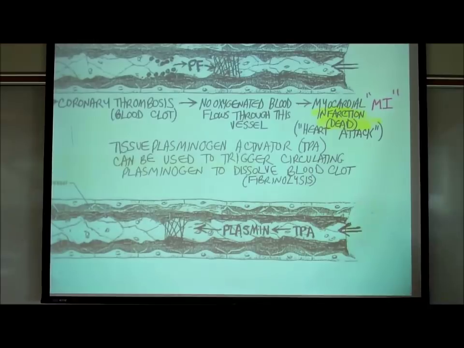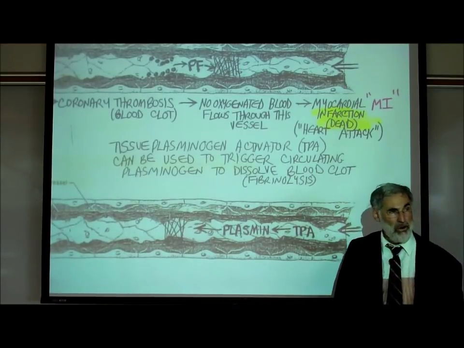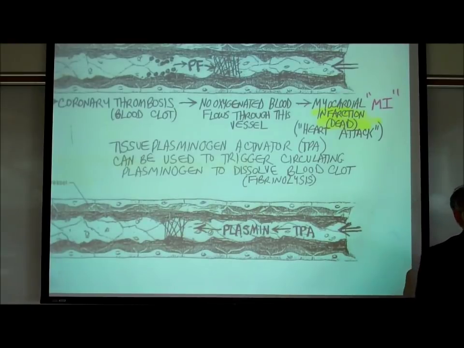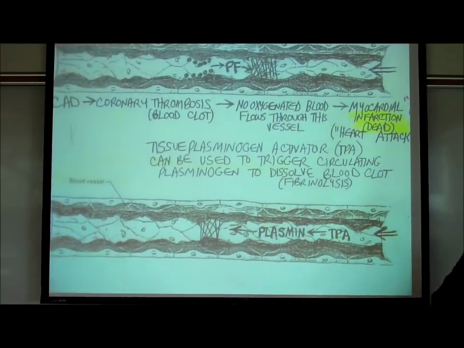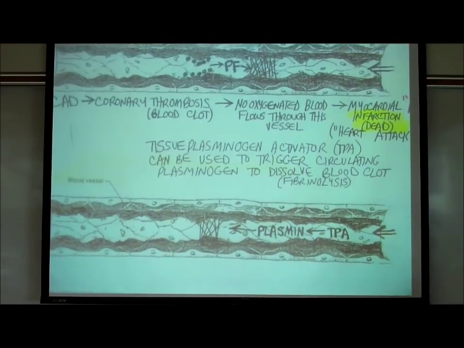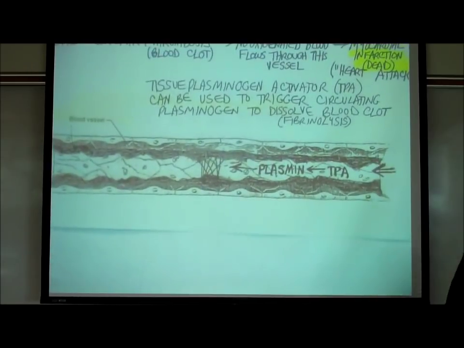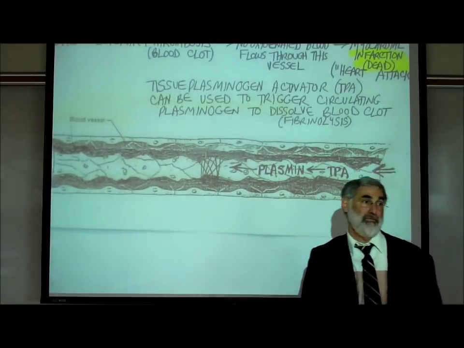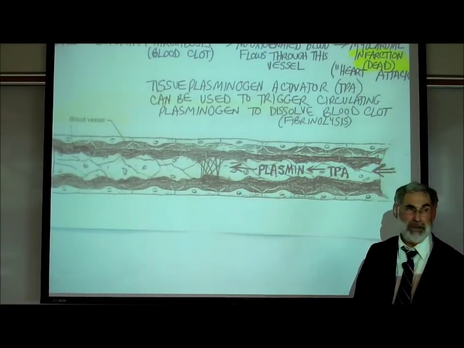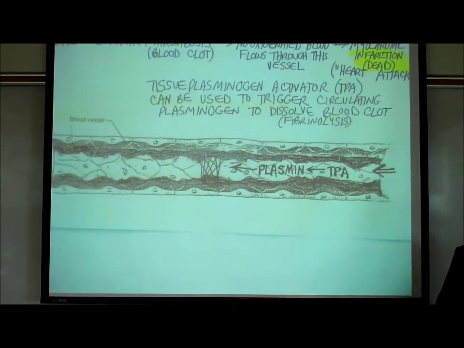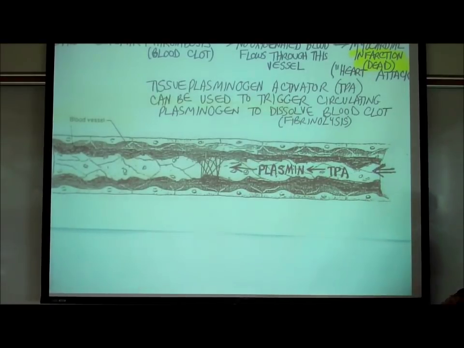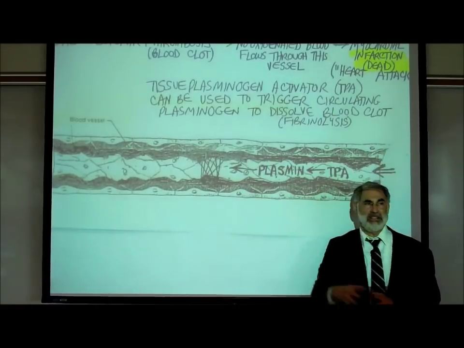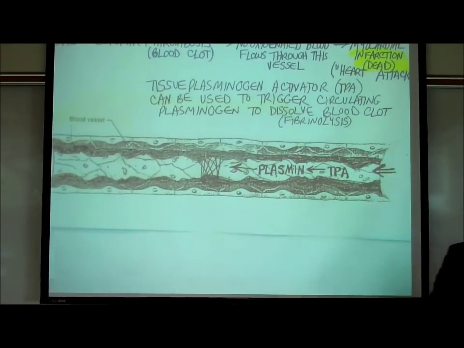If they can do that within about 15 or so minutes after the formation of that clot, the blood will flow through that vessel again, and the heart muscle will recover. Because brain cells can live 4 minutes, heart muscle cells can live 15 or more minutes, maybe 20 minutes. Okay? So they can go a little bit longer than brain cells without the oxygenated blood. So that's what they give, TPA, tissue plasminogen activator, to dissolve that clot.